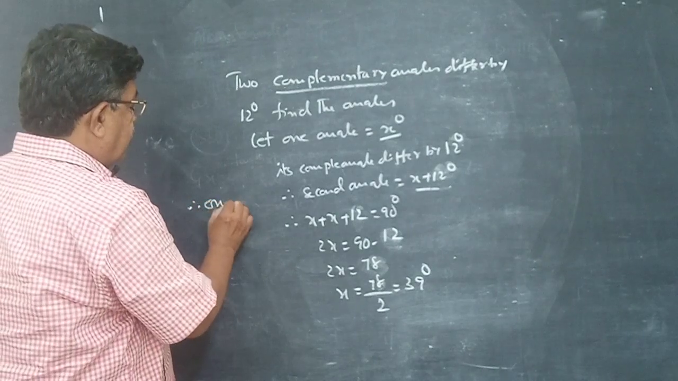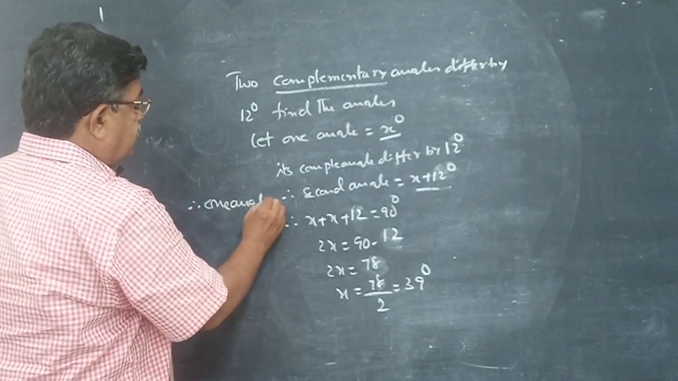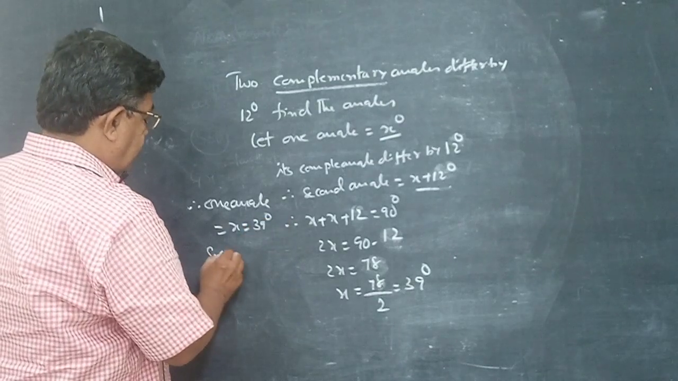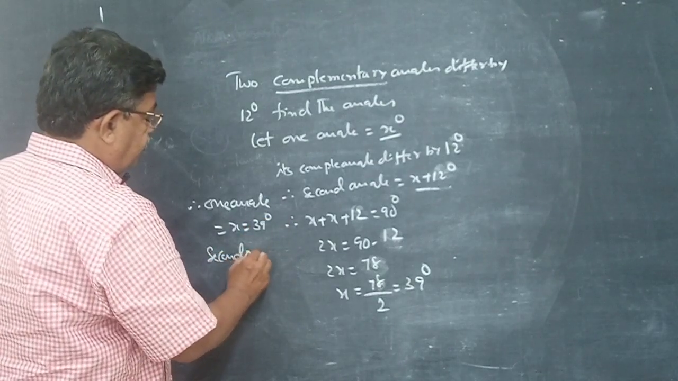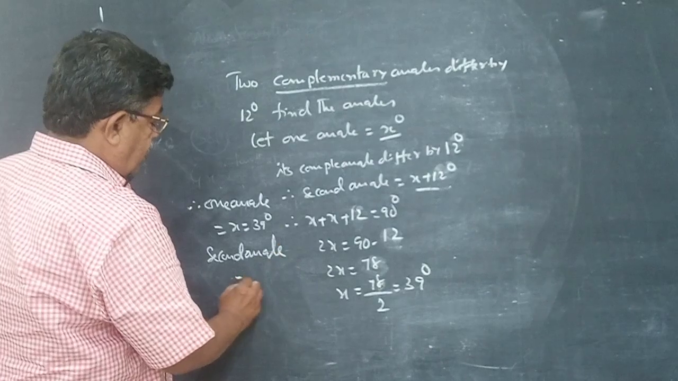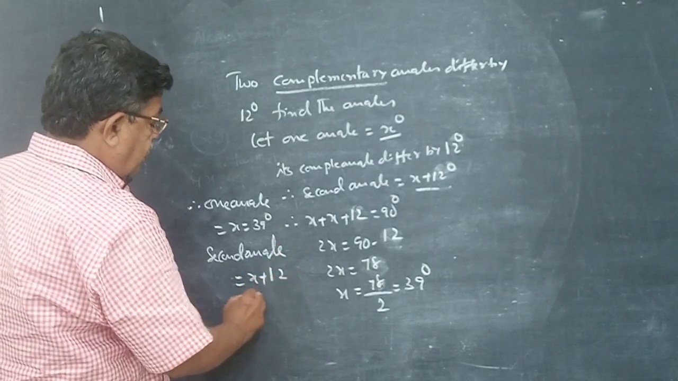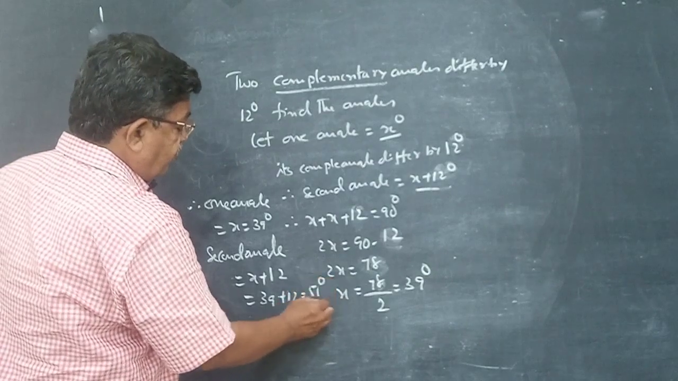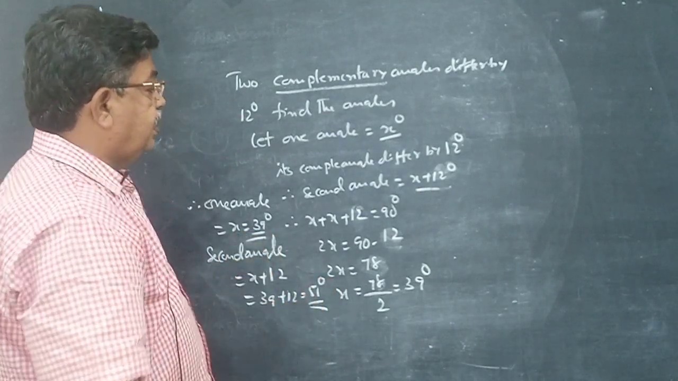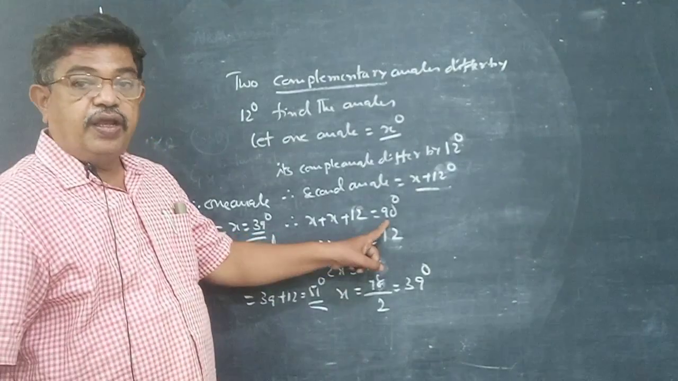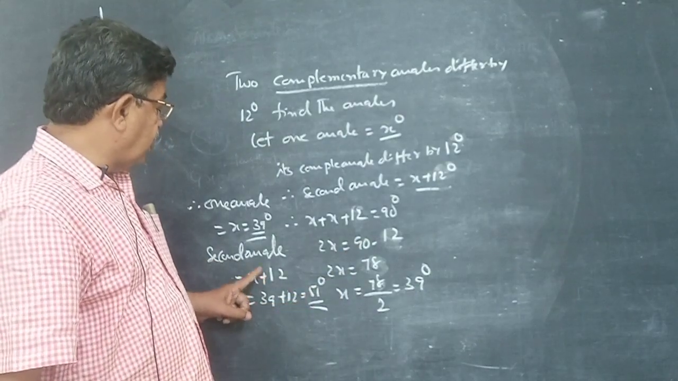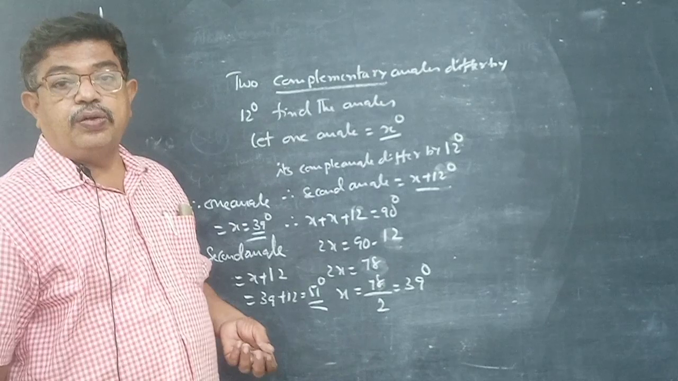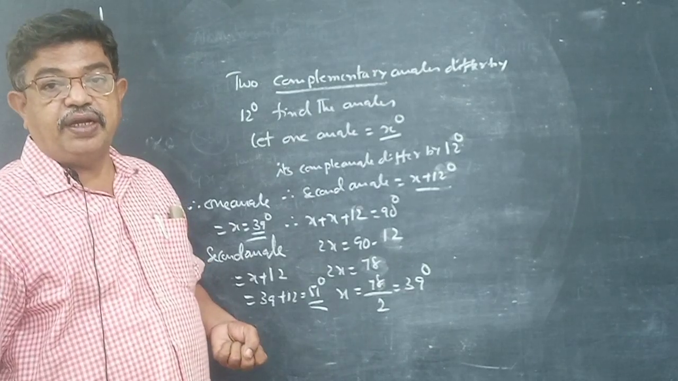Therefore, one angle x is equal to 39 degrees. Second angle is equal to x plus 12, 39 plus 12 is equal to 51 degrees. If you add 51 and 39, the sum is equal to 90. If you take the difference of 51 and 39, the difference is 12. So two complementary angles differ by 12 degrees.